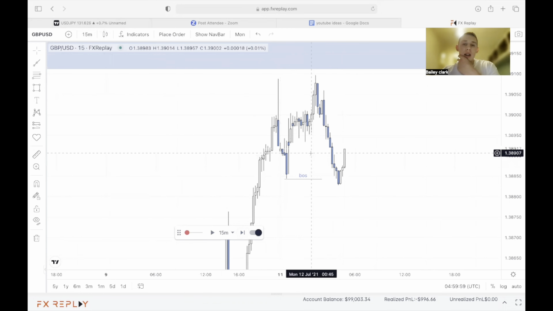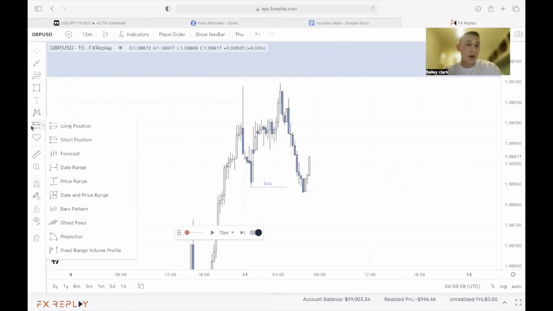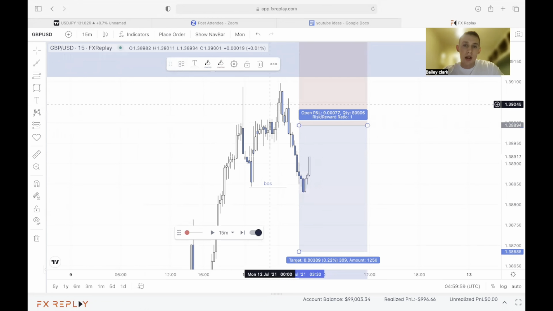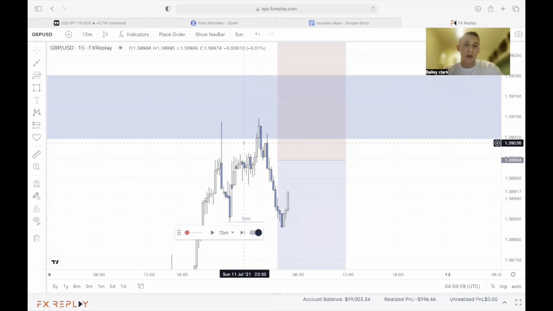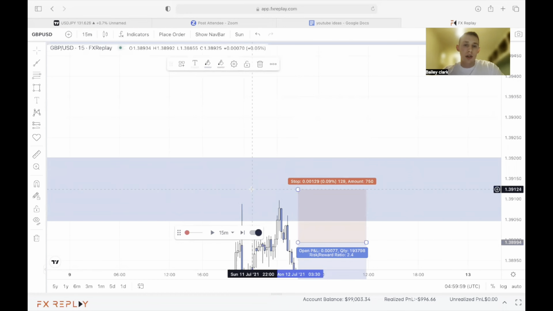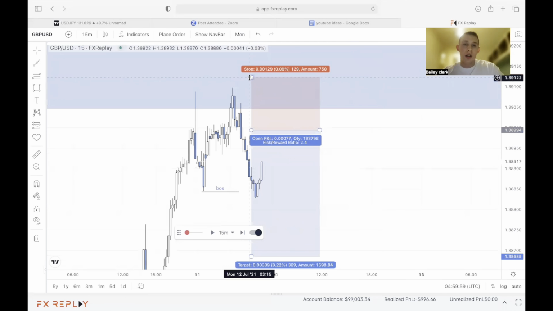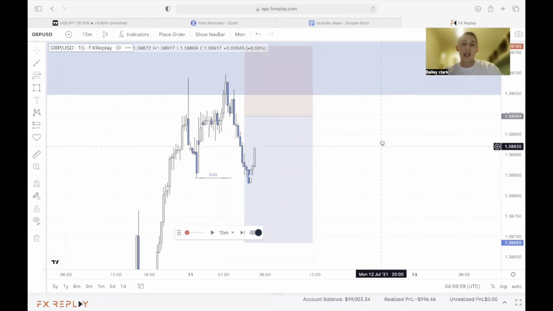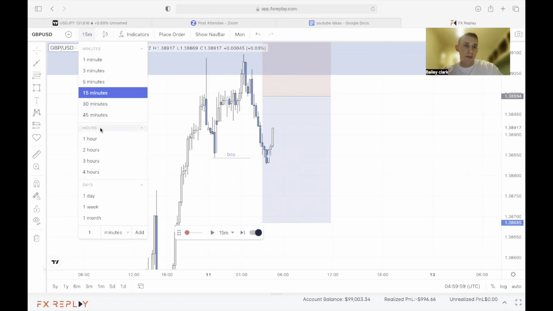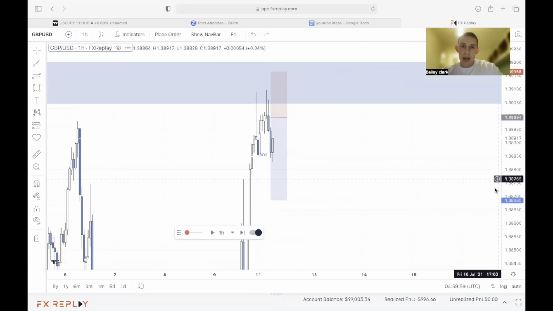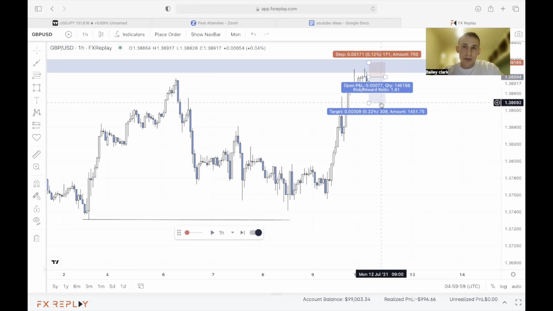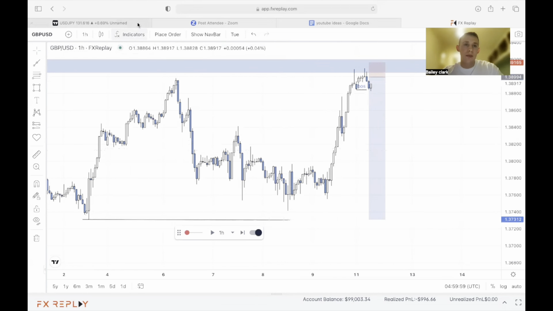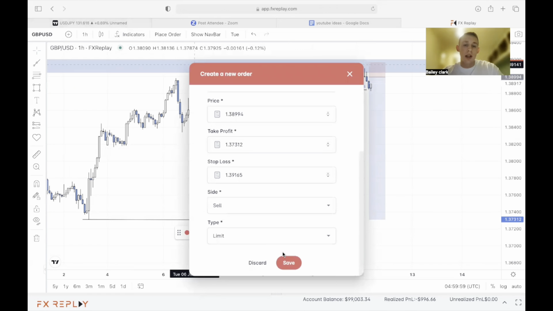Haven't really had, actually, yeah, 15 close below it. So we'd be entering from this sort of level. Stops a little bit above the highs just to allow for this area potentially getting wicked. And again, targeting this low. Place the order.